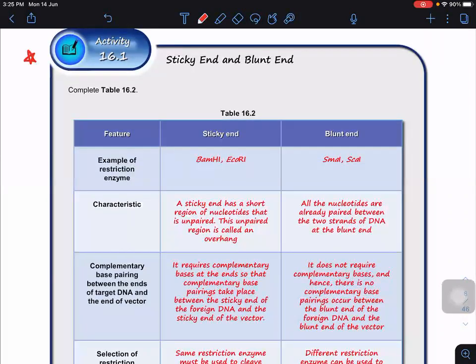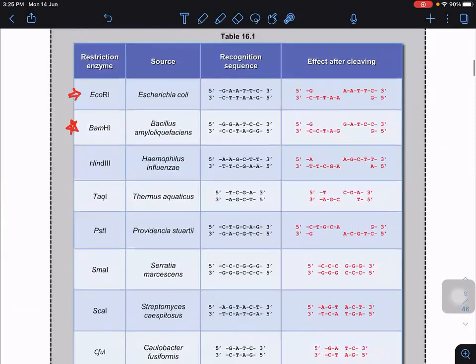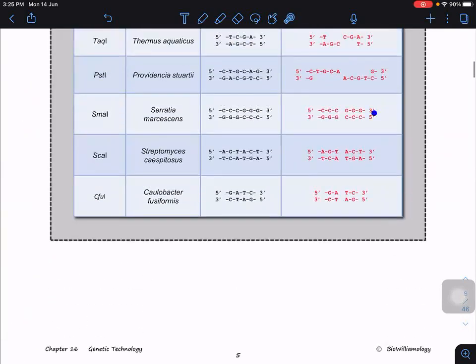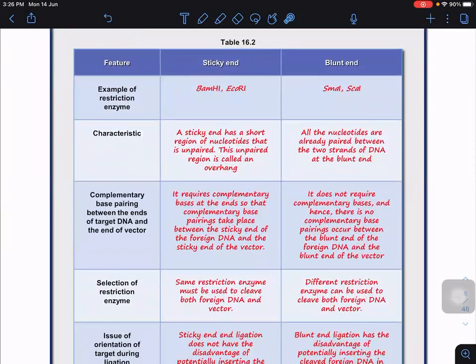What are the differences between the sticky end and the blunt end? I started with examples of restriction enzymes. BamHI and EcoRI, just now I showed you, produce sticky ends. Then we have SmaI and ScaI, which basically produce blunt ends. So what is the characteristic here? A sticky end has a short region of nucleotides that is unpaired. This unpaired region is called an overhang. For blunt ends, all the nucleotides are already paired between the two strands of DNA at the end. So it means no overhang.